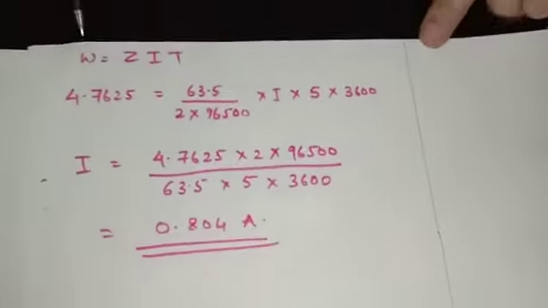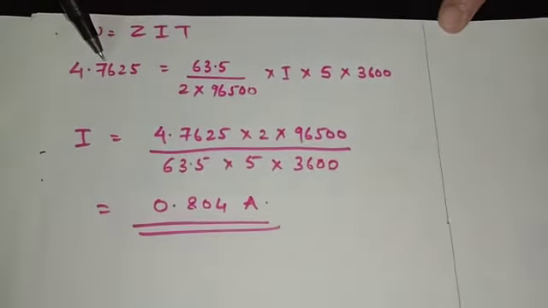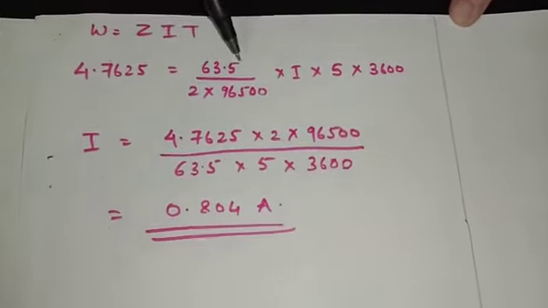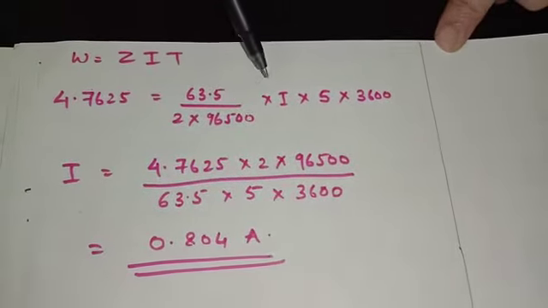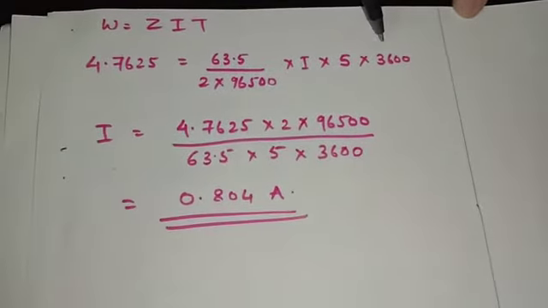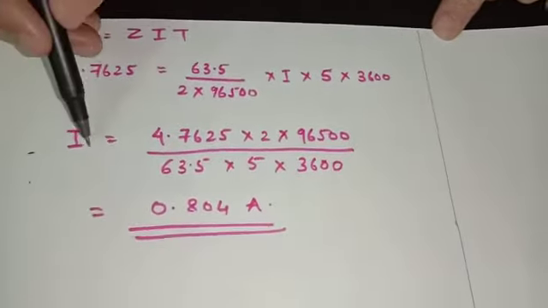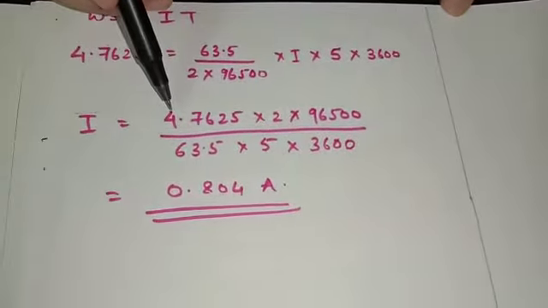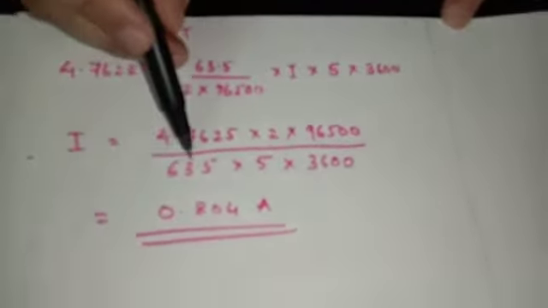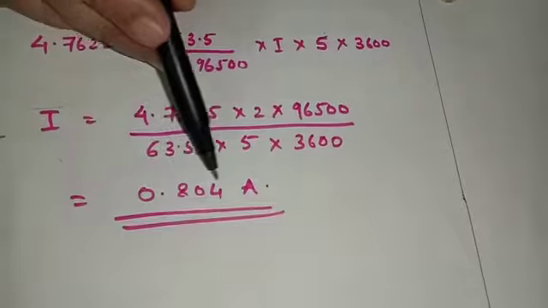So as W is equal to ZIT, I am just going to put in the values. The value of W is 4.7625. The value of Z we have just calculated, that is 63.5 upon 2 into 96500, into I into 5 into 3600. Why have I multiplied 5 by 3600? Because I have to convert 5 hours into seconds. Now the value of I can be calculated. I is equal to 4.7625 into 2 into 96500 upon 63.5 into 5 into 3600, and the answer comes to be 0.804 ampere.